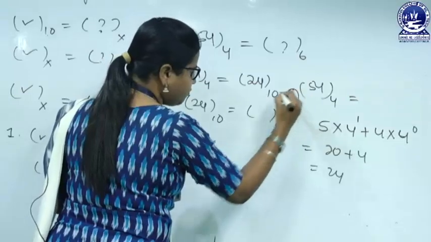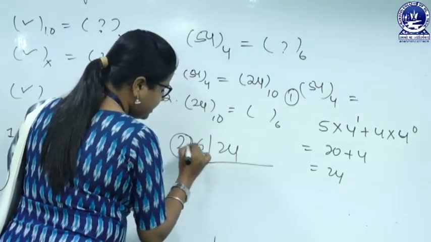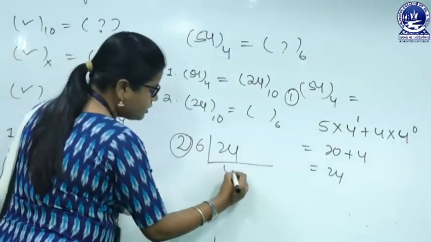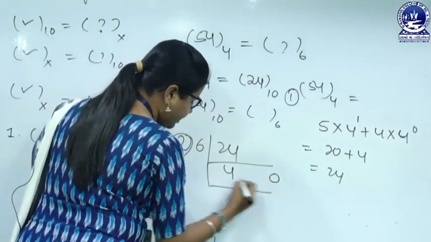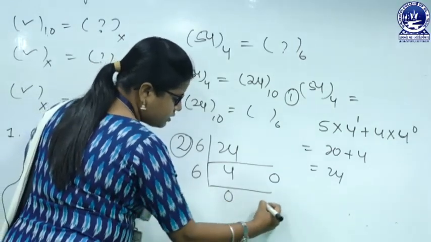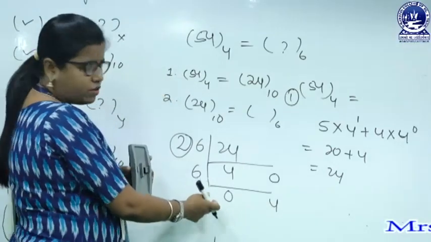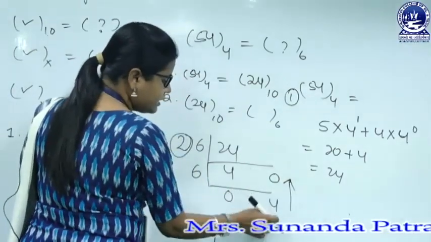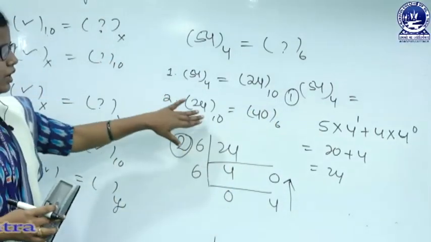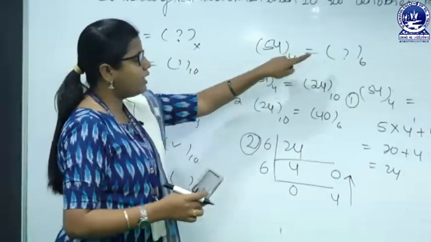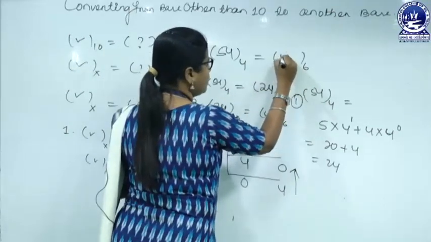This is our step 1 and step 2 is: 24 divided by 6, that is 4, since 6 4s are 24, and the remainder is 0. Again we divide by 6, 6 zeros are 0 and the remainder is 4. Once we got the quotient as 0, we stop here. So what is the base 6? That is 40. In this way, the equivalent base 6 of 54 base 4 is 40.